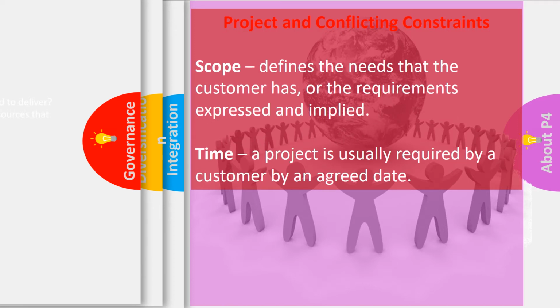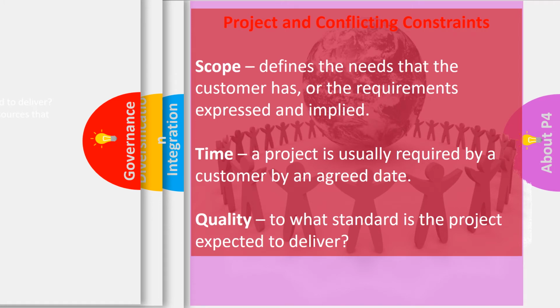Time. The project is usually required by a customer at an agreed date, and normally every project will have a date. It can't be ongoing, and it can't be indefinite. There will be a start date and a finish date, because if you're doing this project for someone else, then obviously it's going to incur a cost. So it cannot be indefinite, and it will have a start date and an end date.